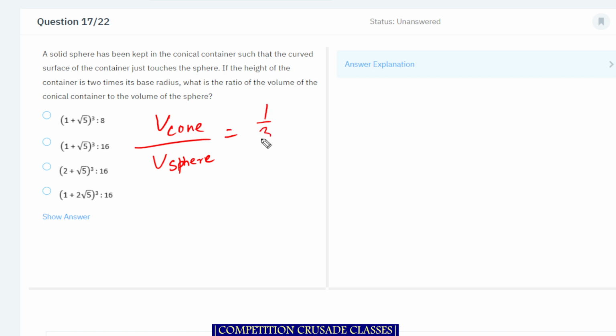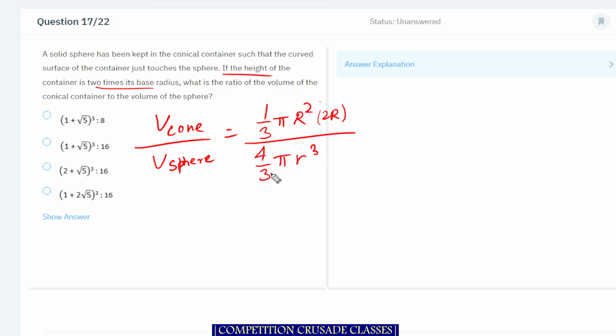That is 1 by 3 pi r square h. Okay, so we have to be careful. So let's use r. And there is a relation for h also given, that the height is 2 times that of the radius base, that is 2r. And this one is 4 by 3 pi small r cube.